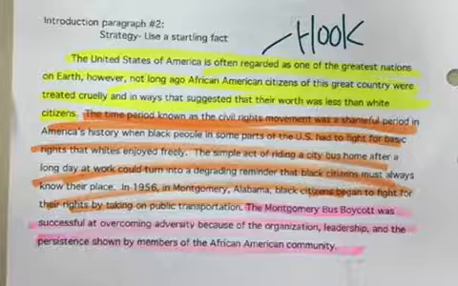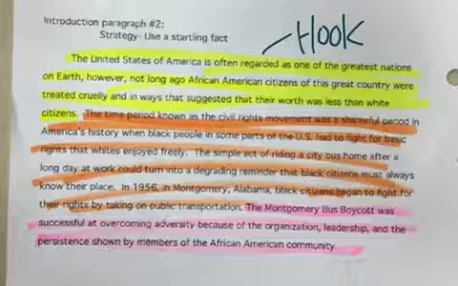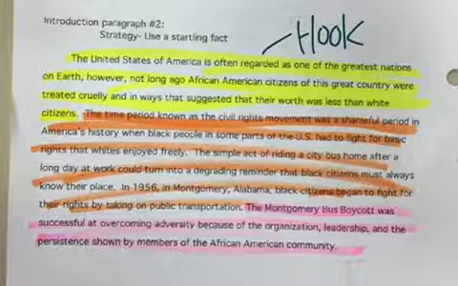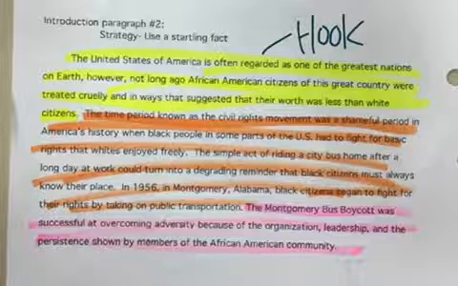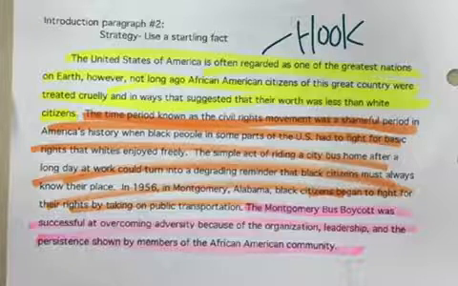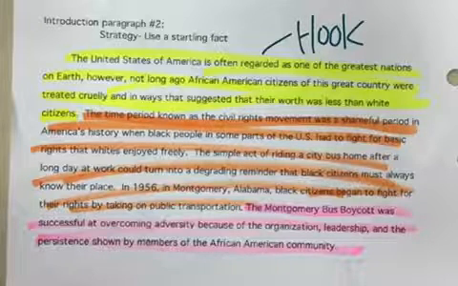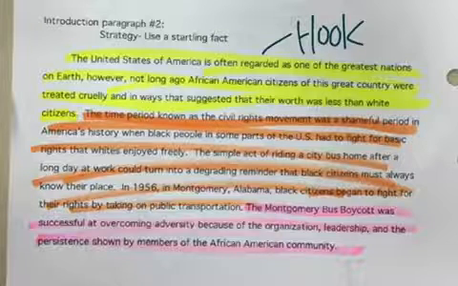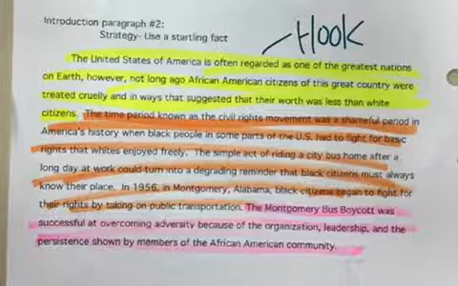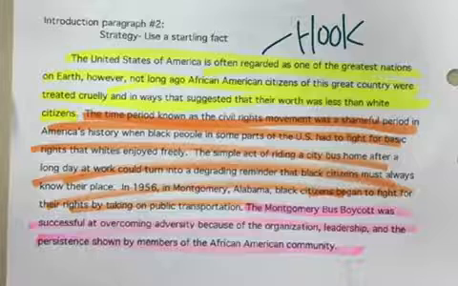The United States of America is often regarded as one of the greatest nations on earth. However, not long ago, African American citizens of this great country were treated cruelly and in ways that suggested that their worth was less than white citizens. Pretty powerful sentence, pretty powerful statement. So it's kind of like the shock and awe. I'm going to call it that, the shock and awe, where you really make this profound statement.